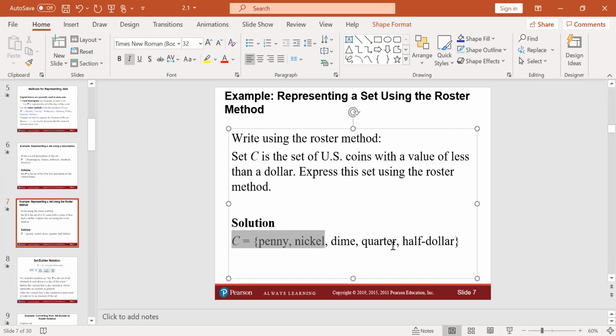We kind of talked about this earlier. So if I wanted to list that out in roster notation, it would be C equals open bracket, penny, nickel, dime, quarter, $50. Those are the ones that are still popularly in circulation. Like I said, there used to be a 75-cent piece, but that never really caught on.